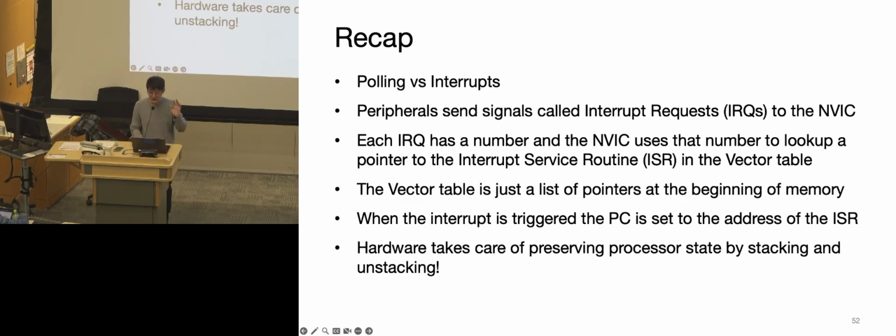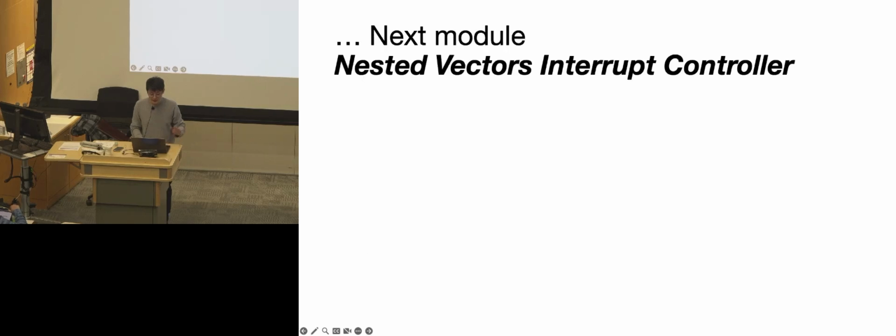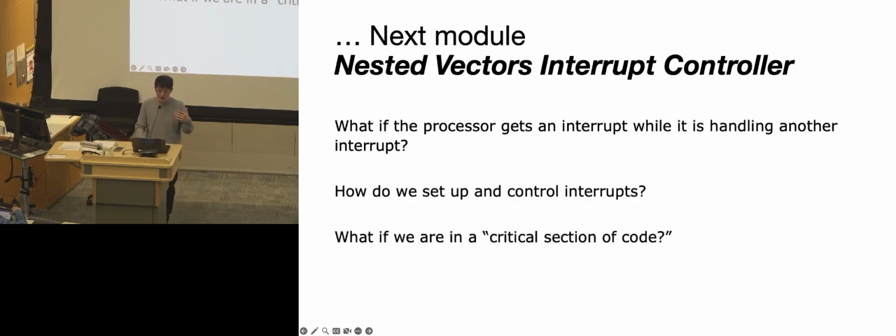Here are some questions to put in your head before you go, which happen to be what we're going to talk about in the next lecture. It's a little bit more on the NVIC, the nested vectored interrupt controller. Think about what happens when there's another interrupt request while the program is already handling an interrupt, and how do we set up and control multiple interrupts? What if we're in a more critical interrupt, or a more critical part of the code than other code? Is there anything we could do to handle this?